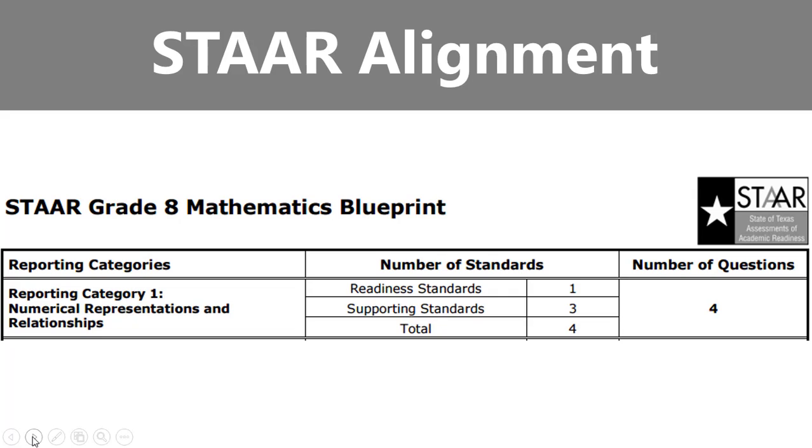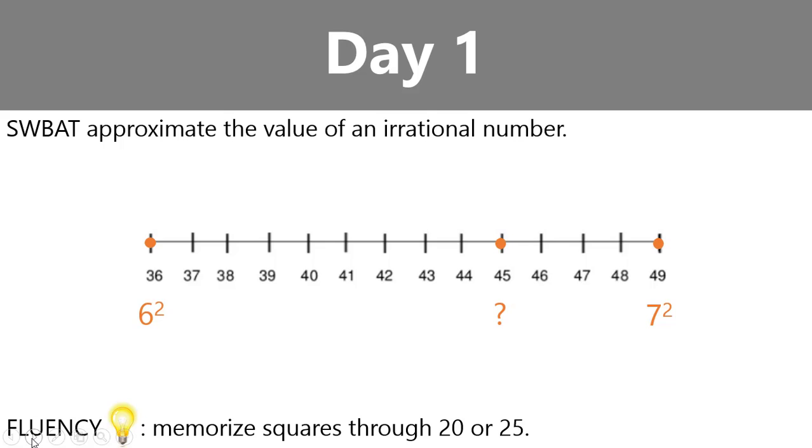Now on to our day-by-day breakdown, starting with Day 1. Our objective is students will be able to approximate the value of an irrational number. I think the best way to teach this is by using a number line. For example, if a scholar is trying to find the square root of 45, he or she should know it is between 6 and 7 because 36 and 49 are perfect squares. You can also reason that it is closer to 7 because 45 is closer to 49 than it is to 36. All this said, scholars will have an opportunity to use a calculator on the STAAR, so this lesson mainly provides a conceptual understanding. A quick fluency idea is to have scholars memorize the squares through 20 or 25.